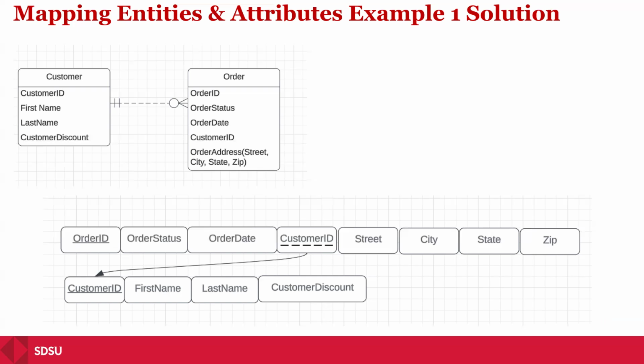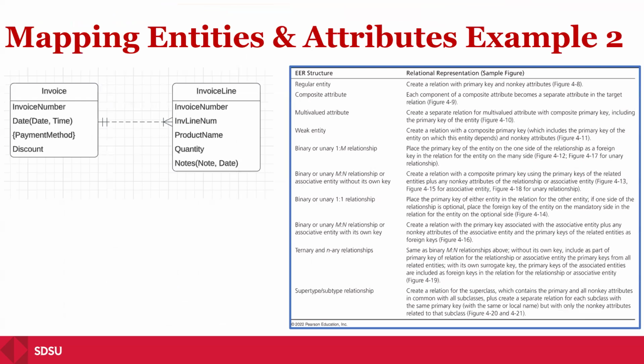All right. Let's look at another example. We have a similar situation like last time, but we also have multi-valued attributes, component attributes, composite attributes, and so forth. So there are multiple rules that apply here. And the solution for that. Well, first of all, how many relations do you guys think we're going to have here?